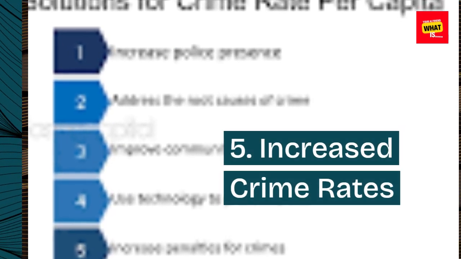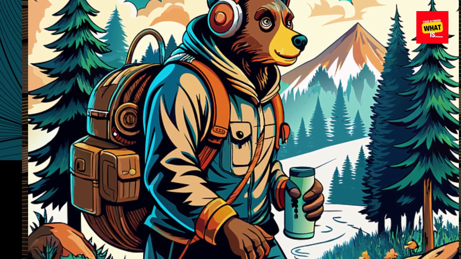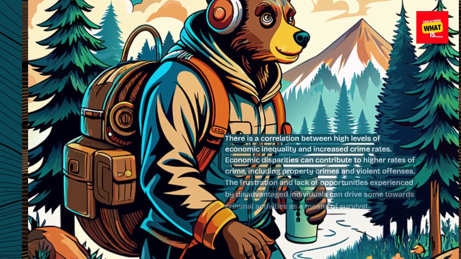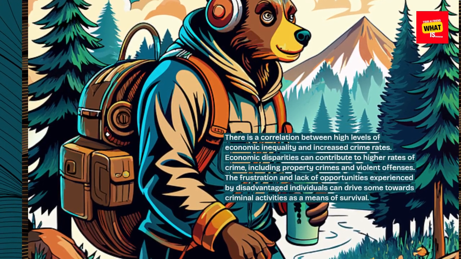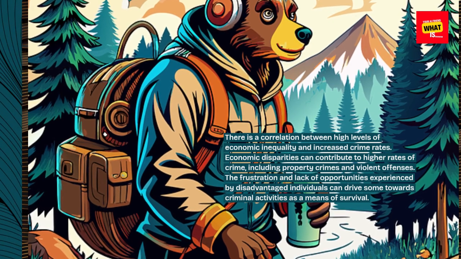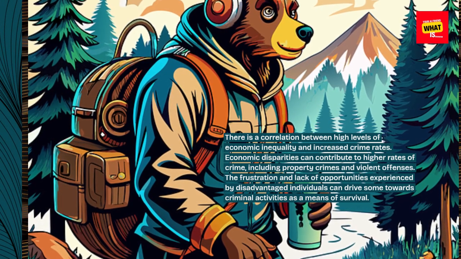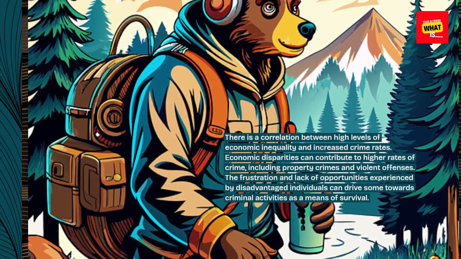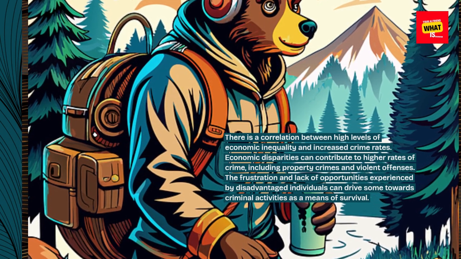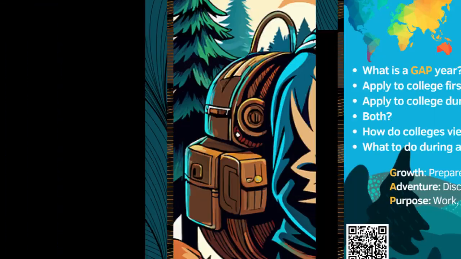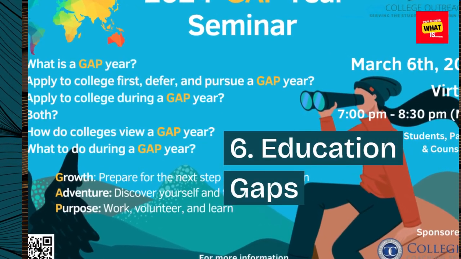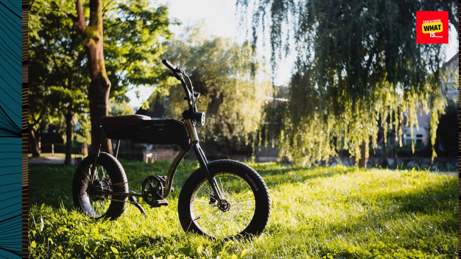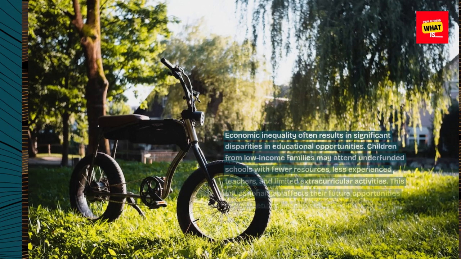5. Increased crime rates. There is a correlation between high levels of economic inequality and increased crime rates. Economic disparities can contribute to higher rates of crime, including property crimes and violent offenses. The frustration and lack of opportunities experienced by disadvantaged individuals can drive some towards criminal activities as a means of survival.